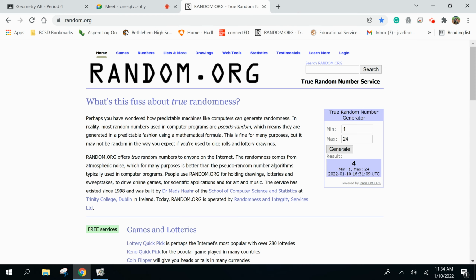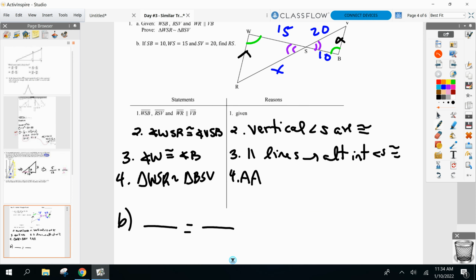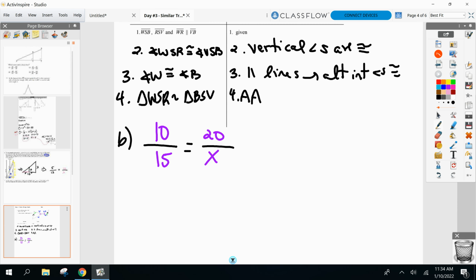All right, here you go. Can I hear your proportion, please? Can I hear your proportion? We said 10 over 15 is equal to 20 over x. One good proportion. Not the only one.